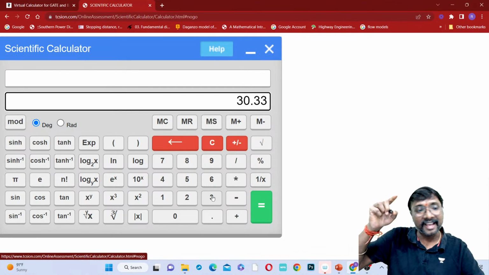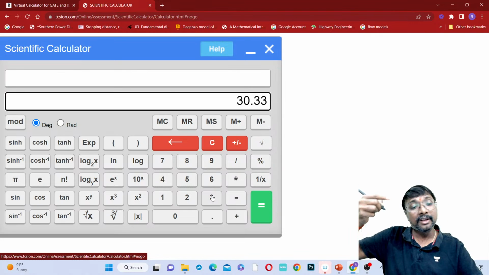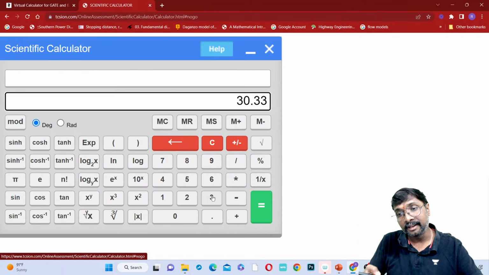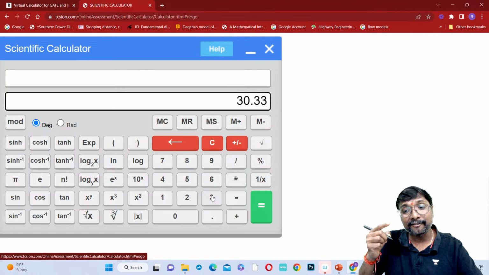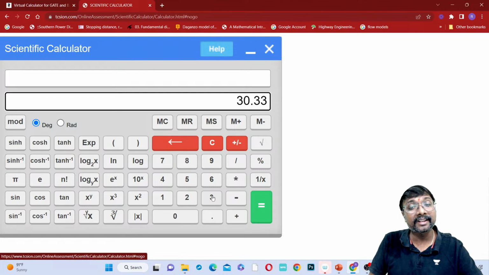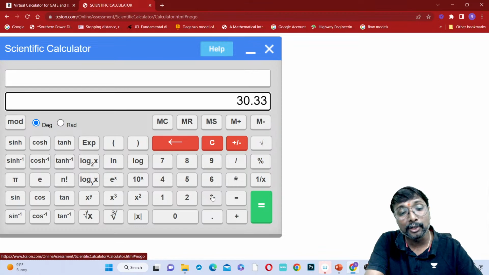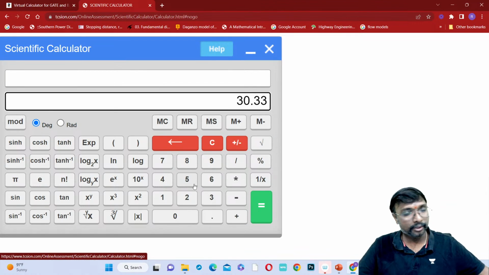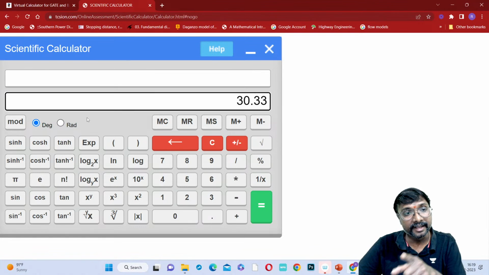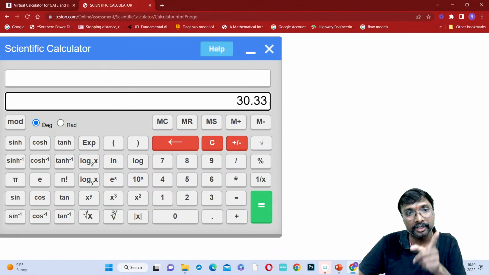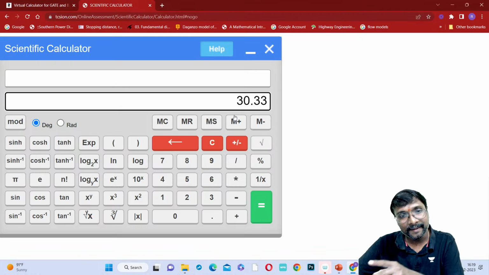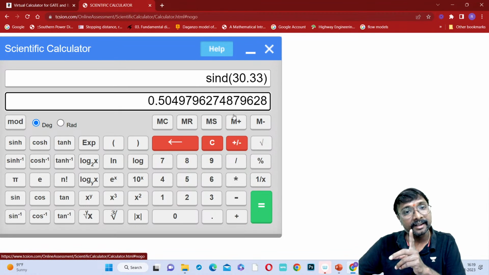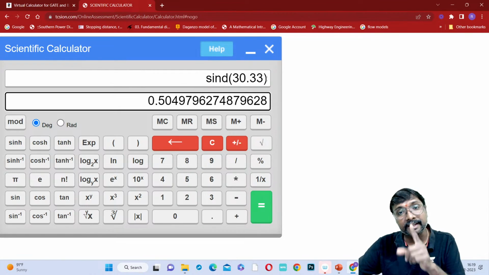30.33. फर्स्ट साइन फंक्शन एंटर करना है क्या और उसके अंदर वैल्यू एंटर करना है क्या? वैल्यू वी हैव टू एंटर फर्स्ट, डेफिनेटली ना. You have to enter the value first, then after the value only you have to go for the function, right. First you have to enter the value, then you have to go for this function. 30.33 डिग्री, ये डिग्री हाईलाइट हुआ था, और 30.33 है, और हम साइन एंटर करें तो क्या होगा? साइन ऑफ 30.33, राइट.